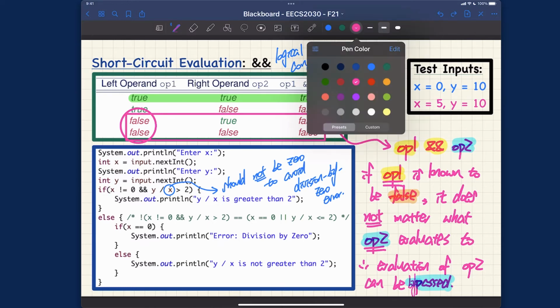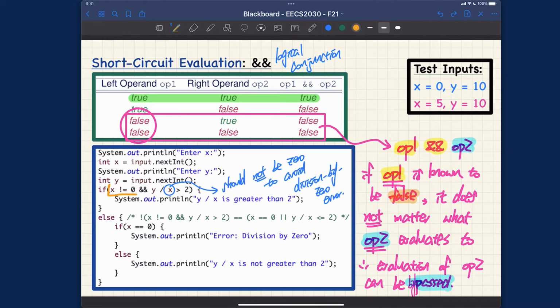Okay, so you can think about x not equal to 0 as a so-called guarding constraint for that division over there.